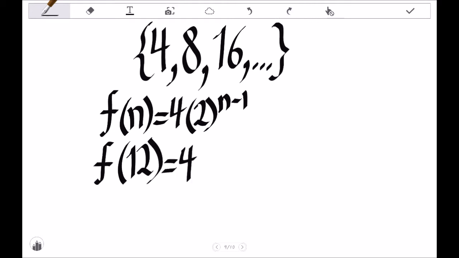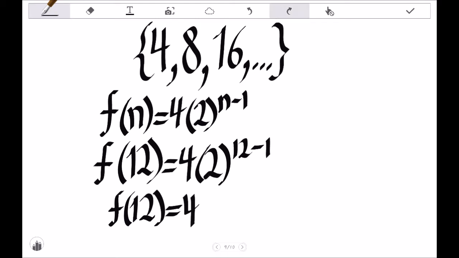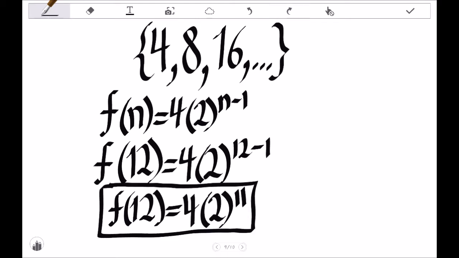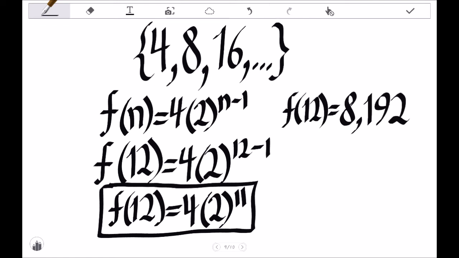For instance, if we wanted to find the 12th term in the sequence, we would plug 12 in for n, and then we would end up with f12 equals 4 times 2 to the power of 12 minus 1. Now we simplify, and we get f12 equals 4 times 2 to the 11th power. Most teachers will let you leave it here. However, if you were to do the rest of the math, for this sequence, you would end up with the following number. f12 equals 8,192.